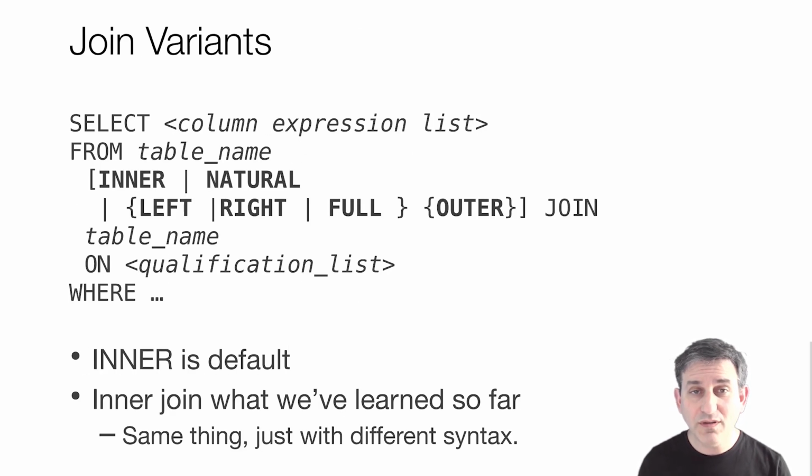The more general space of variant joins here is in the from clause, we can either have an inner join on some qualification, or a natural join on some qualification, or one of three different types of outer join: left outer join, right outer join, or full outer join on some qualification. If you just say join, we're going to assume it's an inner join. So that's the default. And as we said, inner join is what we've learned so far, just as before with a slightly different syntax. But now we have to learn about inner, natural, and outer joins. So let's go through them.